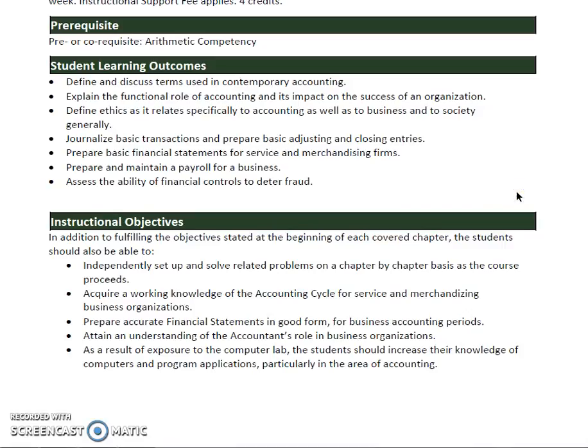Student learning outcomes: define and discuss terms used in contemporary accounting. Explain the functional role of accounting and its impact on the success of an organization. Define ethics as it relates specifically to accounting, as well as to business and to society in general. Journalize basic transactions and prepare basic adjusting and closing entries. Prepare basic financial statements for service and merchandising firms. Prepare and maintain payroll for a business, and assess the ability of financial control to deter fraud.